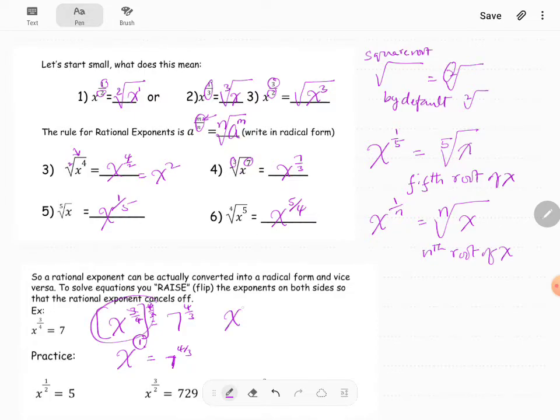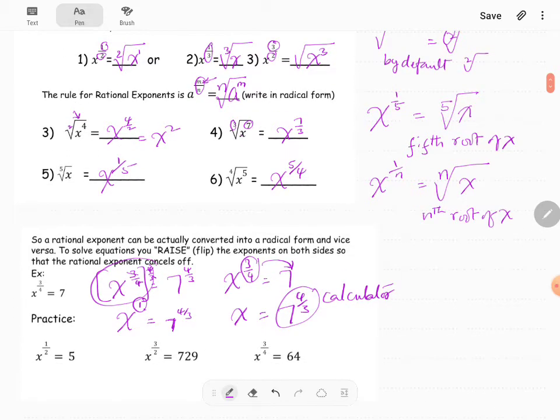We don't have to do all of this work every time. When a question is given x to the 3/4 equals 7, all you have to do is flip the exponent and put it on the other side. So x equals 7 to the 4/3, and you're good to go. This comes to be something like 13.95. You can use a calculator.